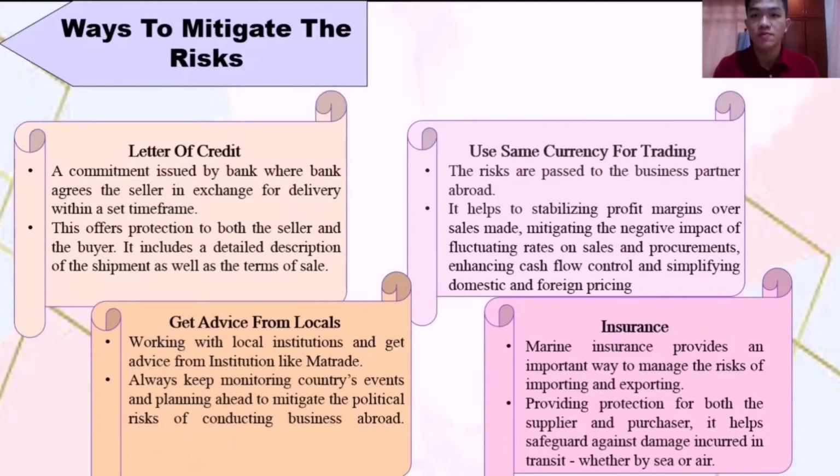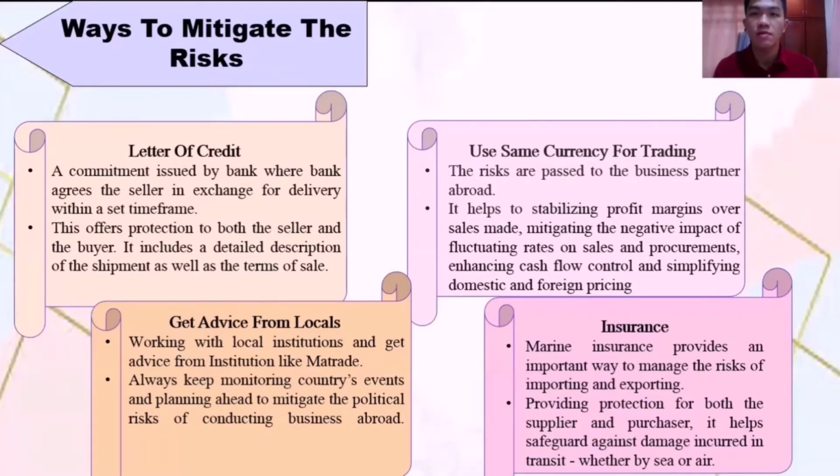Secondly, insurance. Shipping goods abroad or locally, you may face issues such as contamination, seizure, accident, vandalism, theft, loss, and breakage. Before shipping any goods to the buyers, exporters need to make sure to have sufficient insurance. Marine insurance provides an important way to manage the risk of importing and exporting, providing protection for both the supplier and purchaser. It helps safeguard against damage incurred in transit, whether by sea or air. It is effective in reducing the cargo risk.